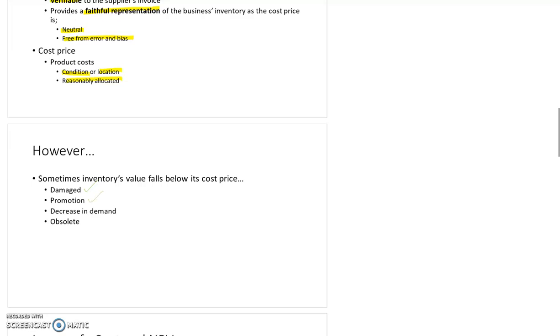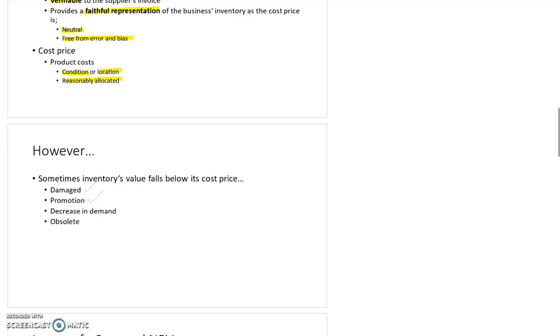Some businesses will deliberately sell certain lines of inventory below cost price to try to get people into the store to pick up the bargain, and while they're in the shop buying the perceived cheap goods, they will also purchase other goods that the business is making quite a high margin on. So it may be a promotional tool.